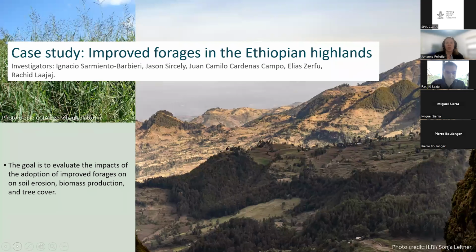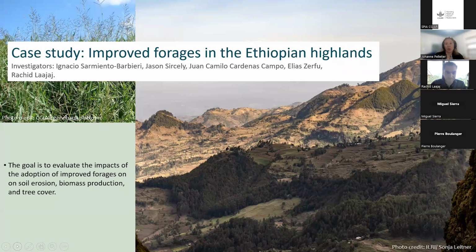One of the case studies also addresses spatial correlation. Improved forage creates intense rooting that can reduce soil erosion, and has been found to be a win-win strategy in terms of livelihood and soil. The team working on improved forage in the Ethiopian highlands collected perimeters of the main land uses at different sites.